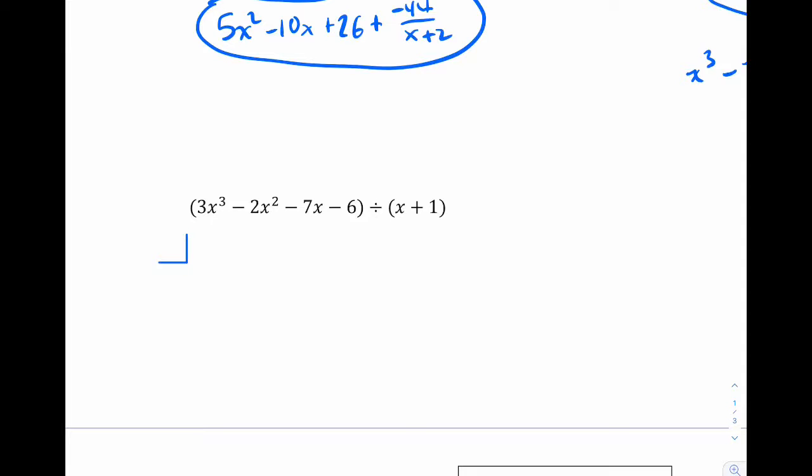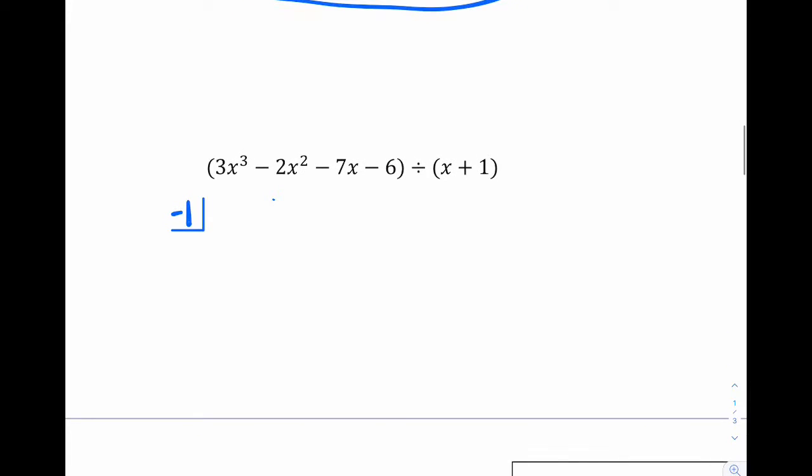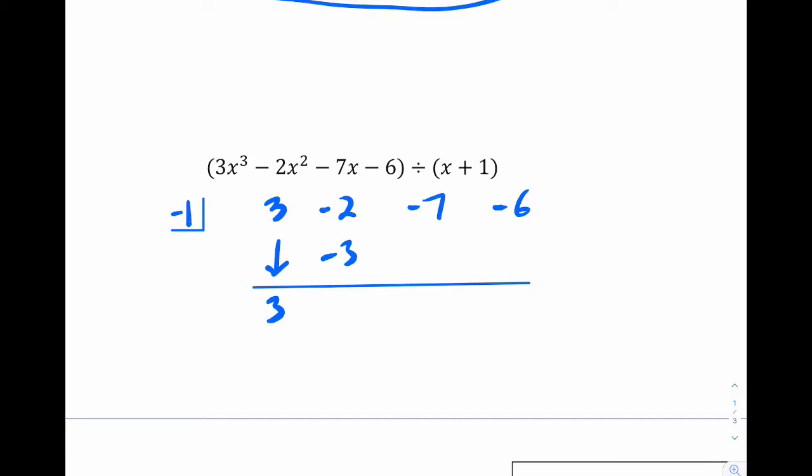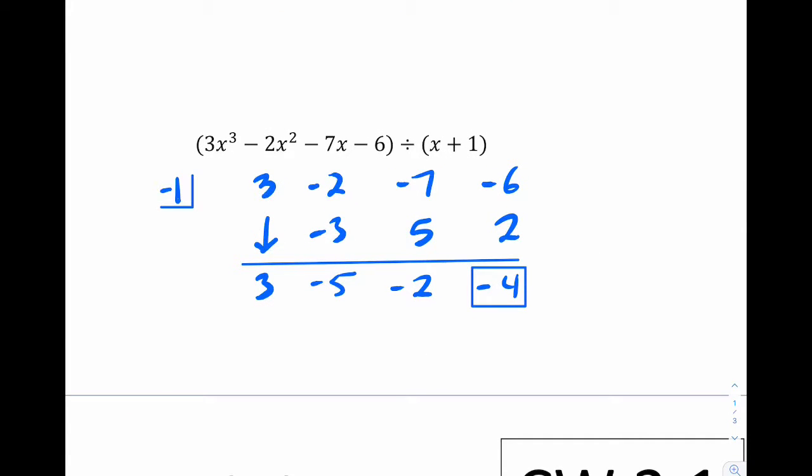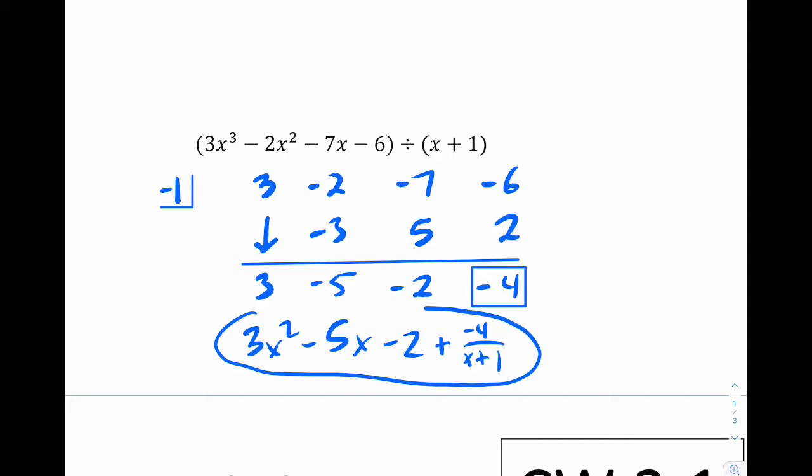In the box, think about what to write. Negative 1. Let's put our coefficients down. 3, negative 2, negative 7, negative 6. Drop the 3. Now we multiply and add. Negative 3, that's negative 5. 5, negative 2. This is 2, this is negative 4. Draw a box. That's your remainder box. And let's put it into an answer now. That would be 3x squared minus 5x minus 2 plus negative 4 over x plus 1. That's it.